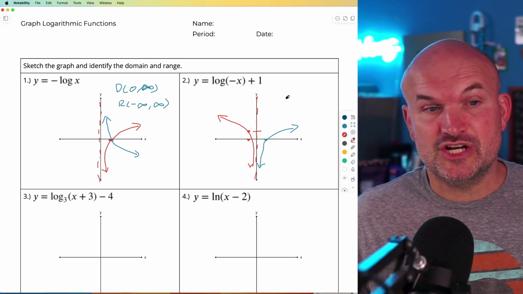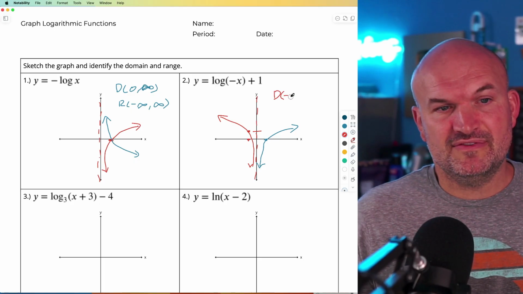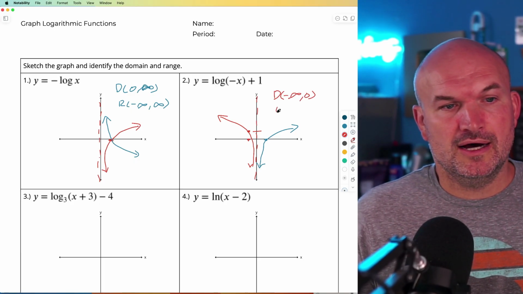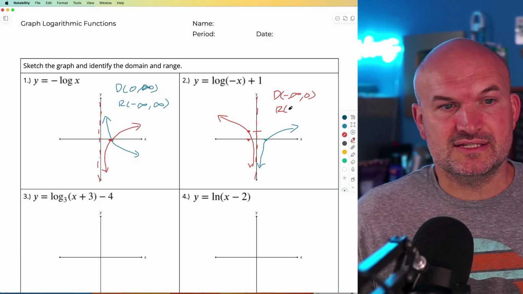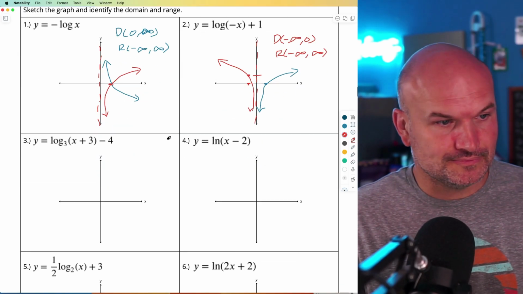However, my domain has changed, right? My domain is the set of all x values that make up this graph. It's going to be from negative infinity to 0, but my range is not impacted, so that's negative infinity to positive infinity.